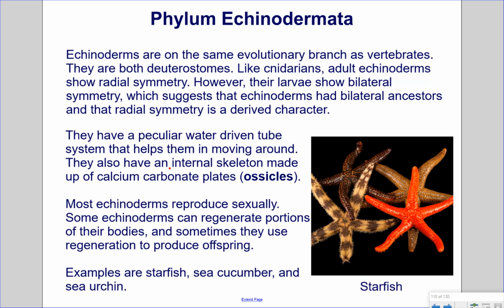They also have an internal skeleton made up of calcium carbonate plates known as ossicles. Most echinoderms reproduce sexually. Some echinoderms can regenerate portions of their bodies, and sometimes they use regeneration to produce offspring. Examples are starfish, sea cucumber, and sea urchin. The name echinoderm means hedgehog skin. Echino for hedgehog, and dermata for skin.